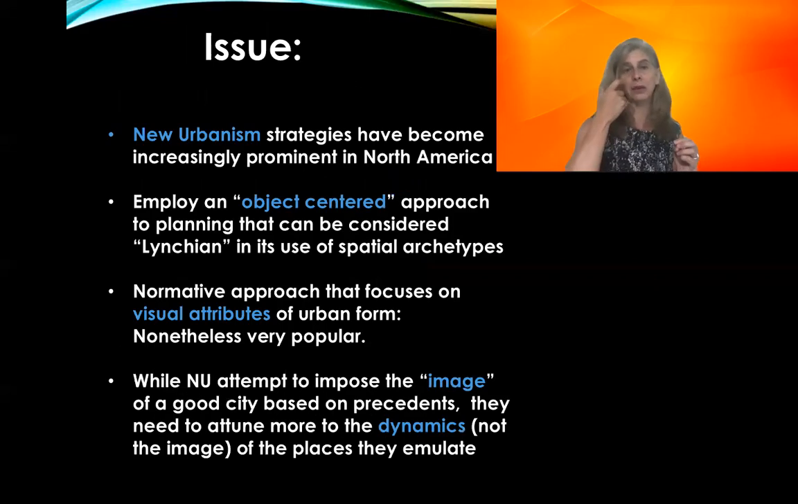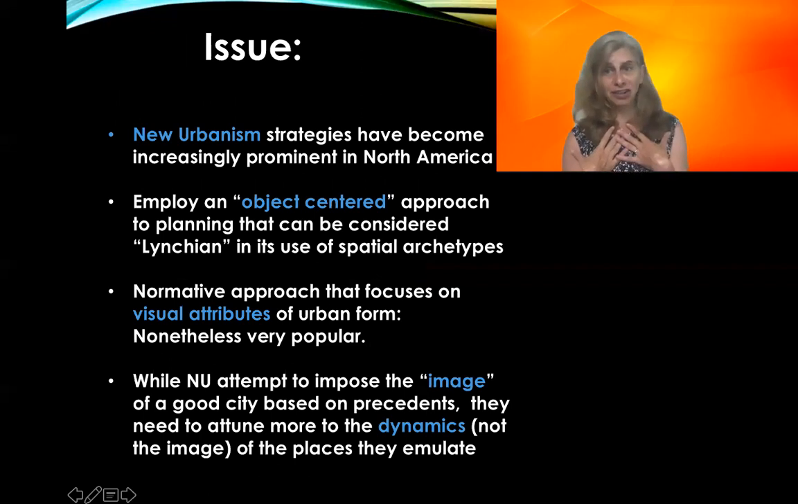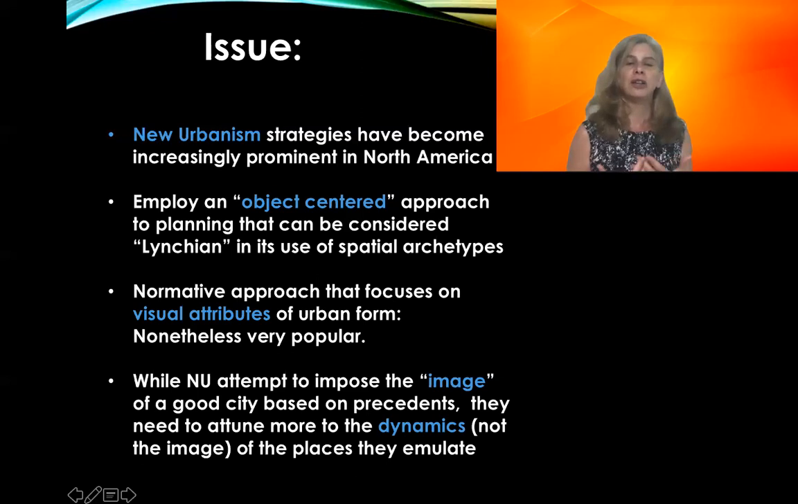All right, so new urbanism strategies have become increasingly prominent in North America. They employ an object-centered approach to planning that can be considered Lynchian in its use of spatial archetypes. And when I say Lynchian, what I mean is that it's not necessarily what Lynch intended, but it's how his work has been appropriated. It is a normative approach that focuses on visual attributes of urban form.